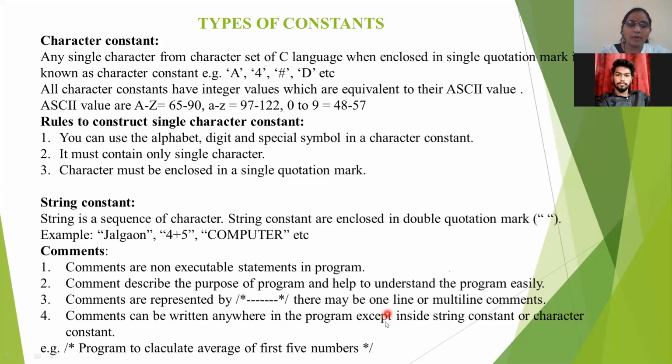You can write the comment anywhere, at the start of your program, in the middle, or at the end, but do not write a comment in the middle of a word, a constant, or a variable. This is an example of a comment. Here I use slash-star, which means the start of the comment, and the comment is: program to calculate average of first 5 numbers, and it ends with star-slash.